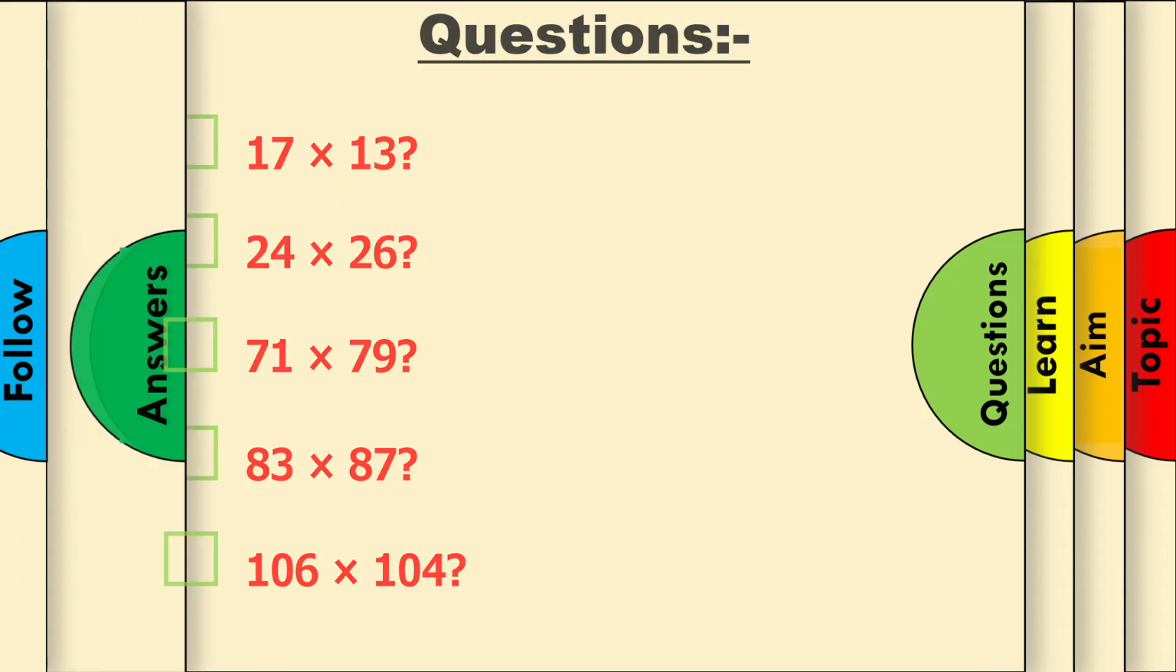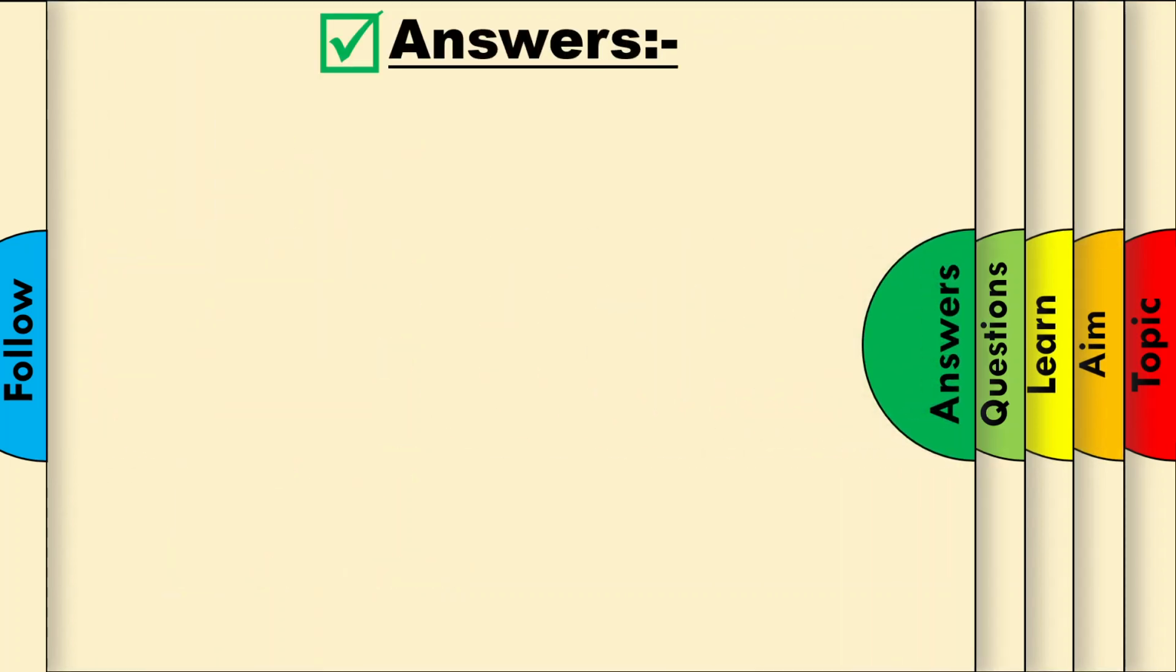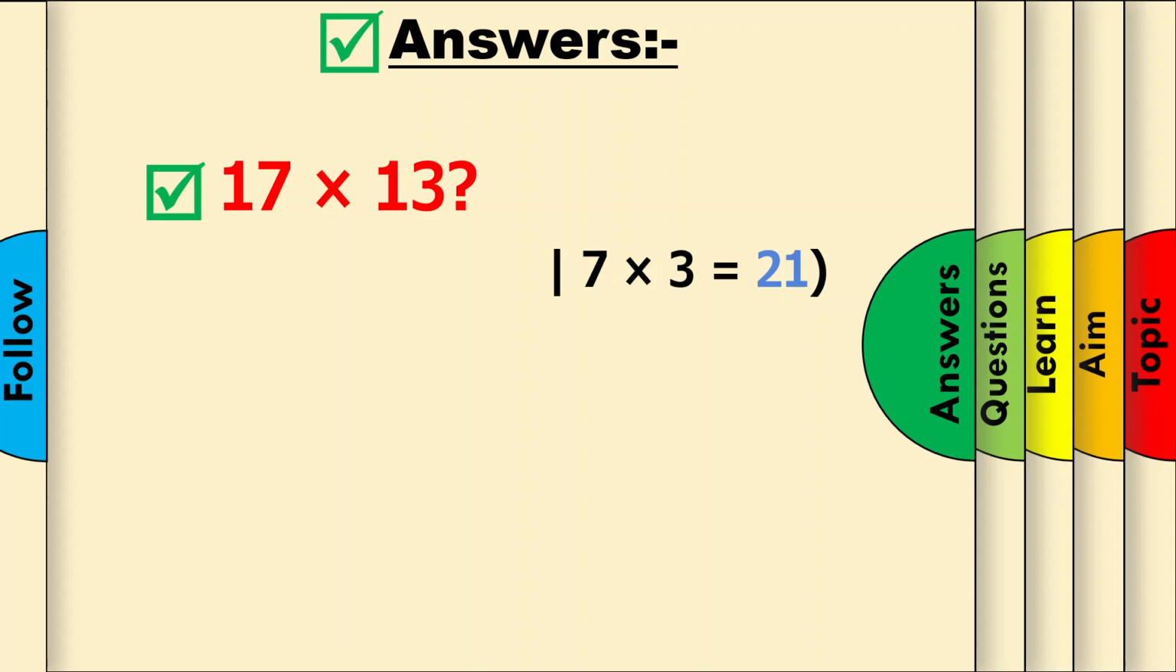Here are the answers. 17 multiplied by 13. Multiply the units, 7 and 3, to get 21. Now, we multiply the first number, 1, with the next consecutive number, which is 2. 1 multiplied by 2 is 2. Join the numbers together, and we get 221. Using the same steps, we get the following answers.